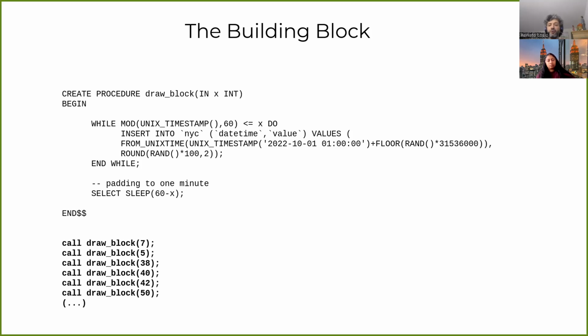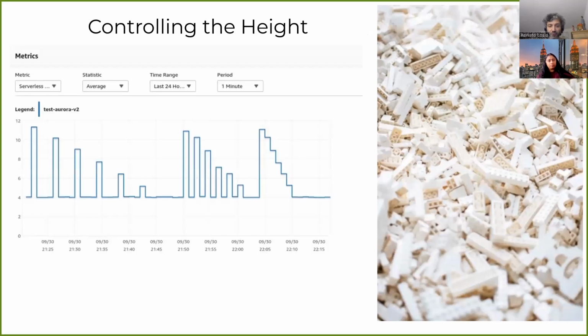And during that minute, it might write or it might not write. It writes for a certain percentage of the time. So according to the value I call, I can call draw block 7, draw block 5, whatever, I'm basically generating hopefully different types. So the very first test was to test that one.